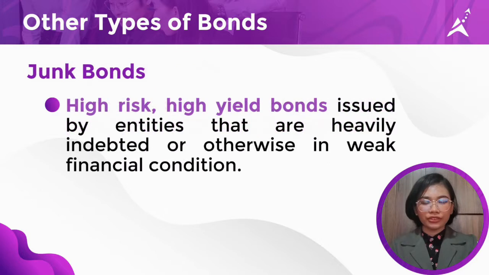Next, junk bonds. These are high-risk, high-yield bonds issued by entities that are heavily indebted or otherwise in weak financial condition. In this one, the issuer offers higher interest rates to attract investors. Normally, corporations who are already bankrupt are the ones who offer junk bonds. These bonds are also most likely to be a scam.